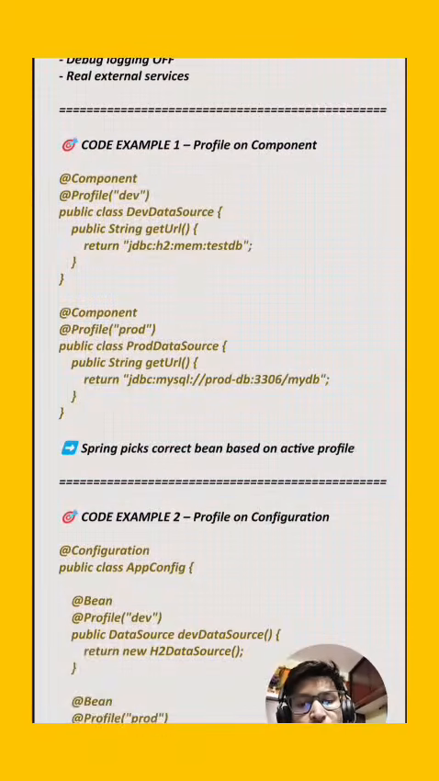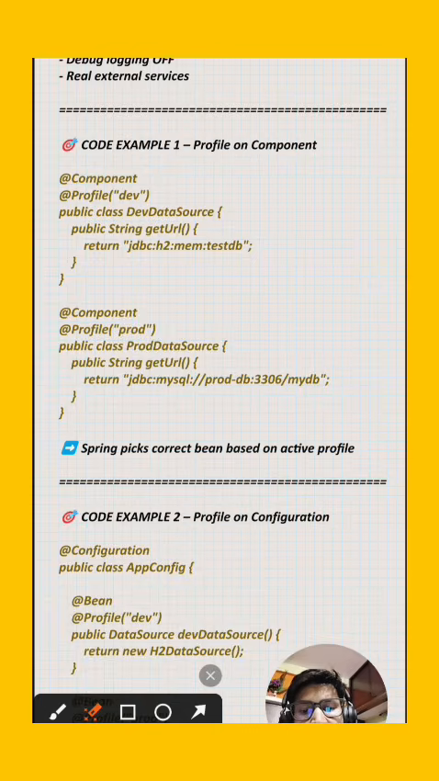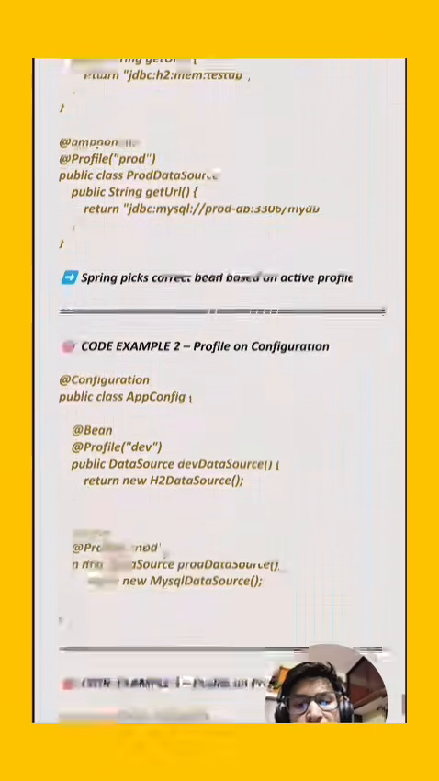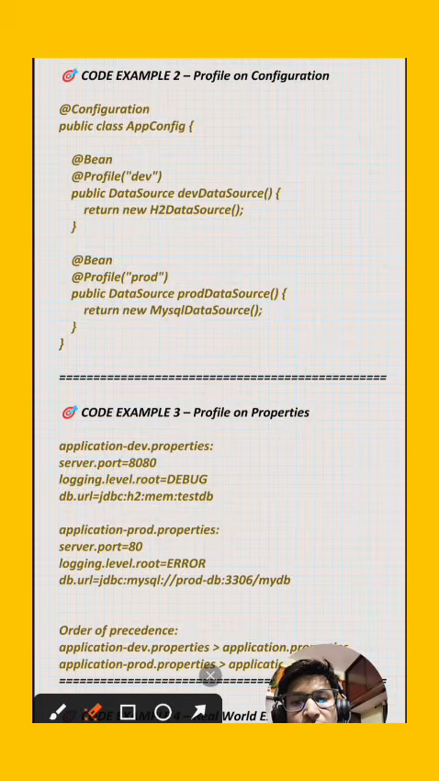Some code examples: we are using @Profile("dev") on the component, and @Profile("prod") on another component, so it will pick the correct bean based on the active profile. We can apply @Profile on the configuration as well. In the configuration class, we can apply the @Profile annotation for dev, UAT, or prod.